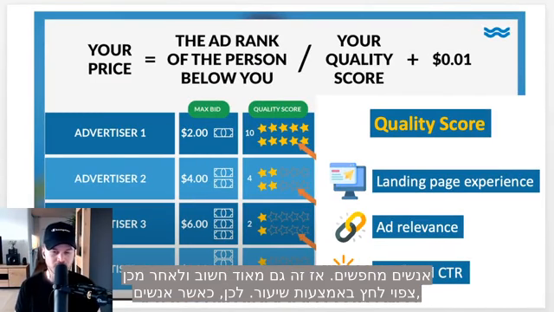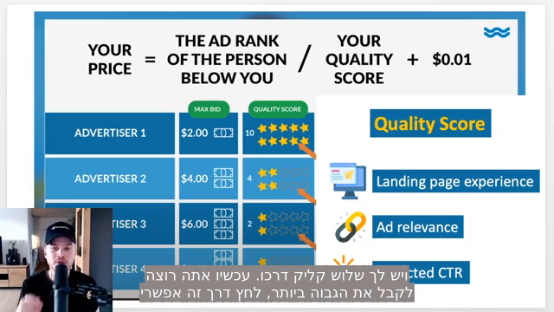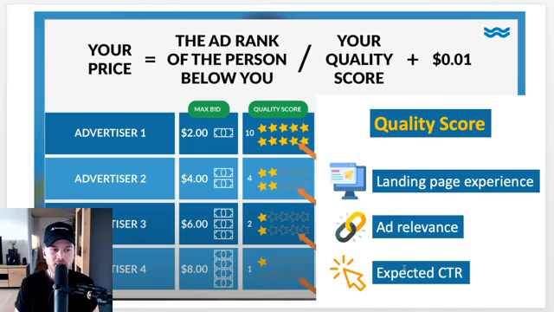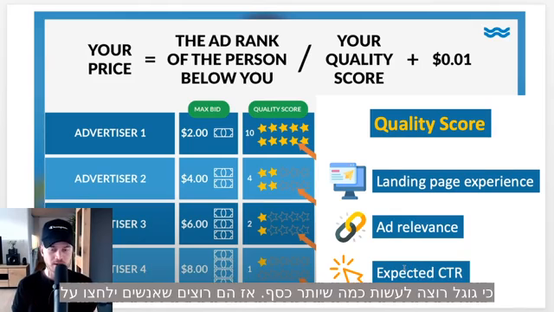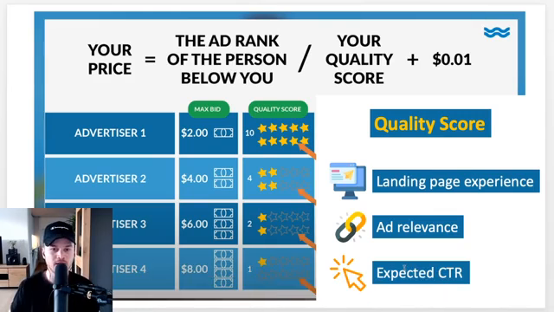And then expected click-through rate. When Google shows your ad to 100 people, and let's say 3 of those 100 people click on your ad, then you have a 3% click-through rate. Now you want to get the highest click-through rate possible because Google wants to make as much money as possible. They want people to actually click on the ad because they only make money when people click, because we as advertisers only have to pay when people click.